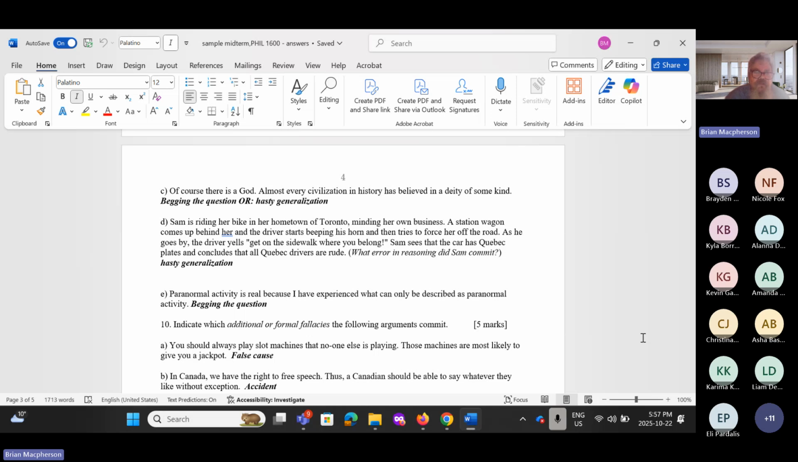And the last one in that section, paranormal activity is real because I've experienced what can only be described as paranormal activity. Well, I mean, it's pretty obvious, right? The person is begging the question. They're assuming what they're trying to prove. So your best fallacy charge there is begging the question.